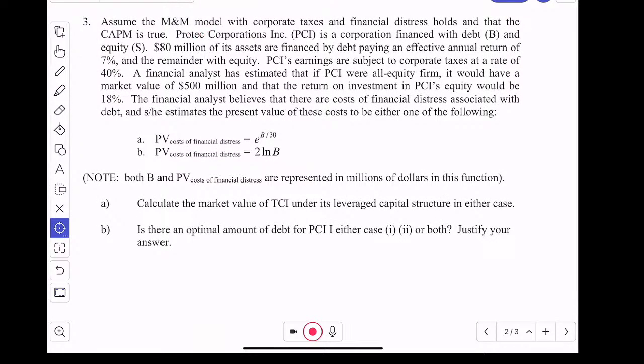Assume the M&M model with corporate taxes and financial distress holds, and that the CAPM is true. Protect Core is a corporation financed with debt and equity. 800 million of its assets are financed by debt, paying an effective annual return of 7%, and the remainder with equity. PCI's earnings are subject to corporate taxes at a rate of 40%. A financial analyst has estimated that if PCI were all equity, it would have a market value of $500 million, and that the return on investment in PCI's equity would be 18%.